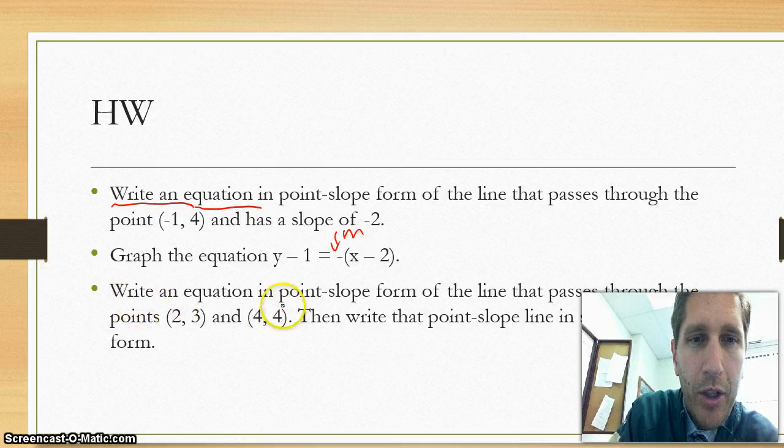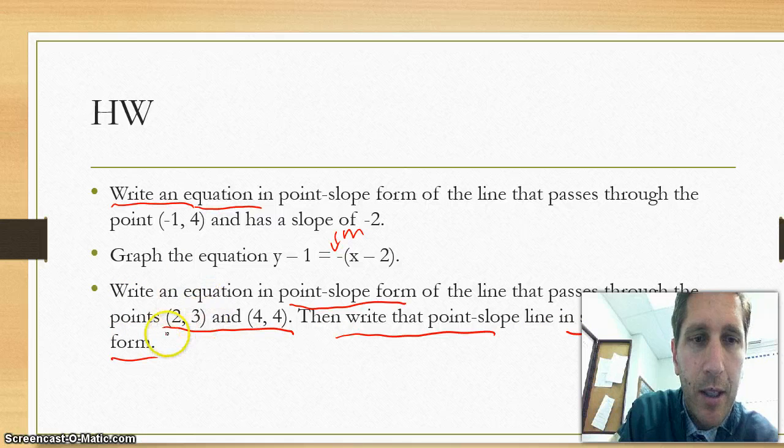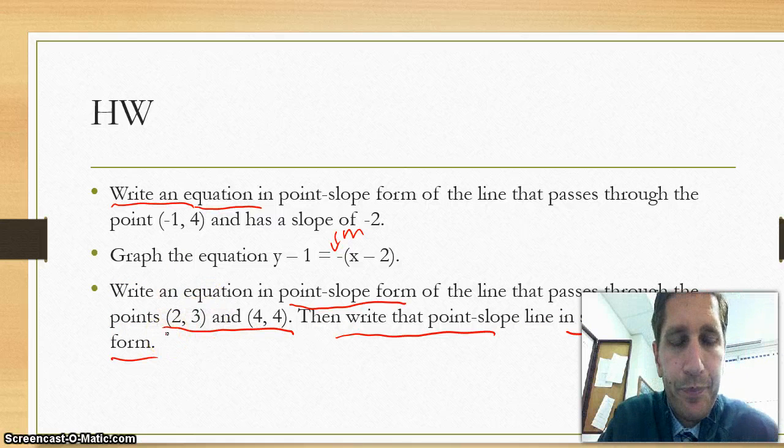And then write an equation in point-slope form of the line that passes through the points (2, 3) and (4, 4). Then write the point-slope form line in slope-intercept form. So a couple steps here in the third problem. So if you have any questions, let me know.